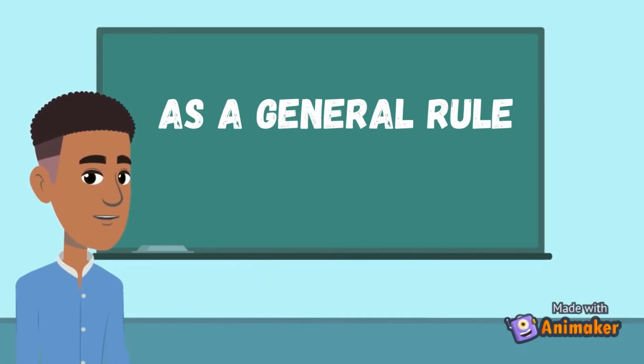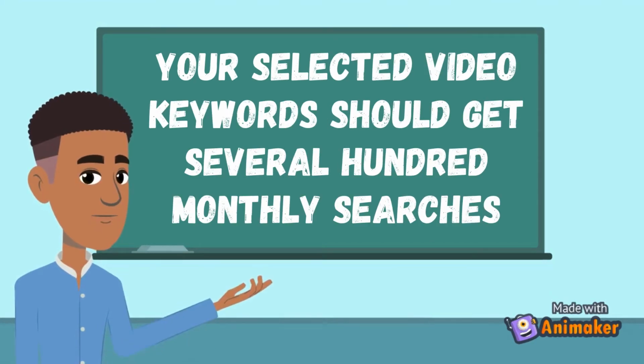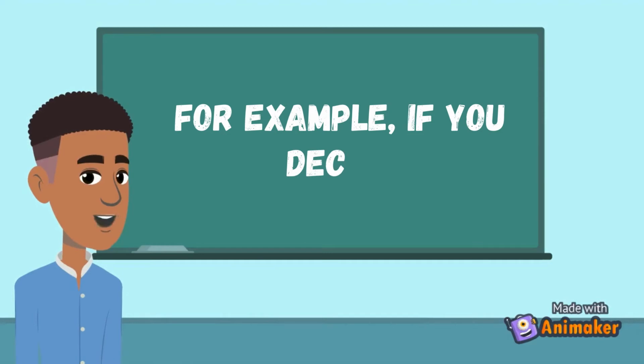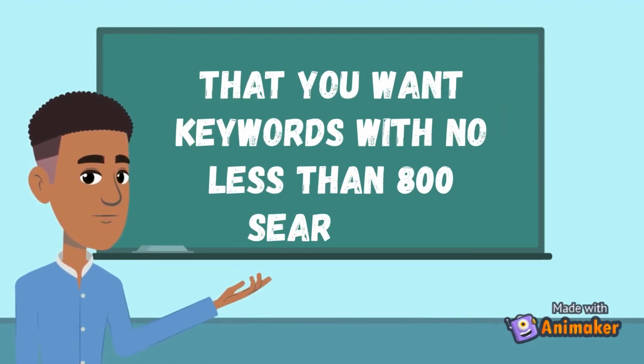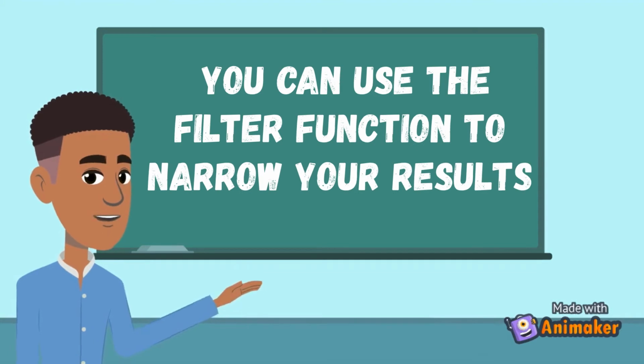As a general rule of thumb, your selected video keywords should get several hundred monthly searches. For example, if you decide that you want keywords with no less than 800 searches, you can use the filter function to narrow your results.